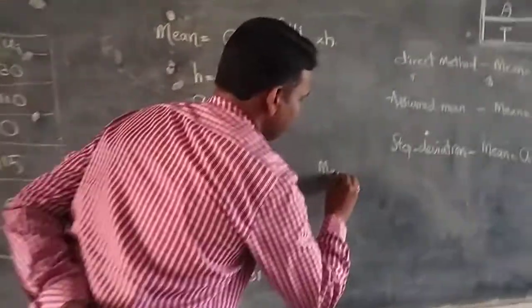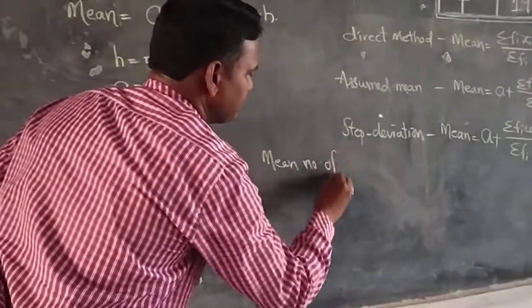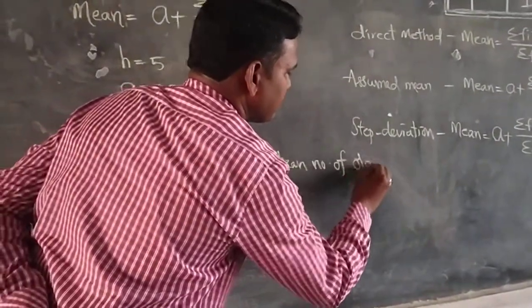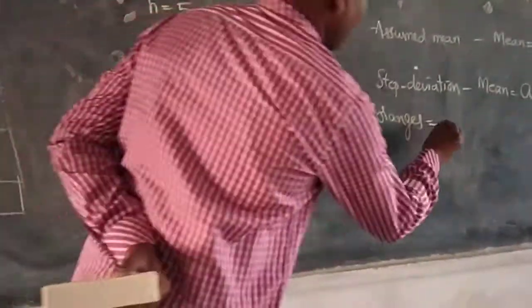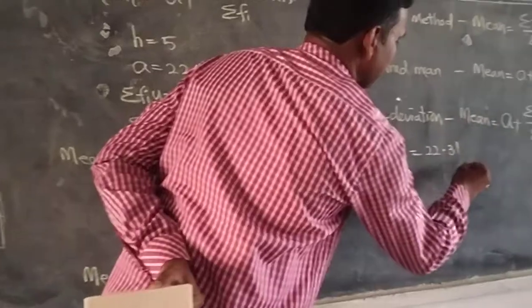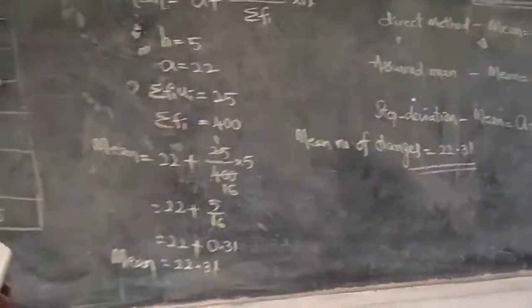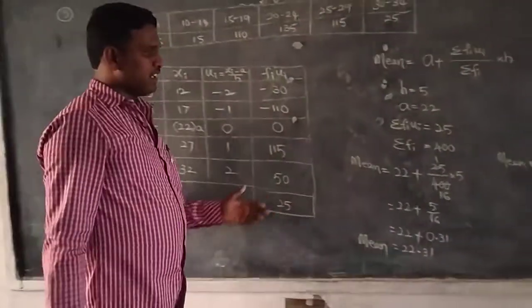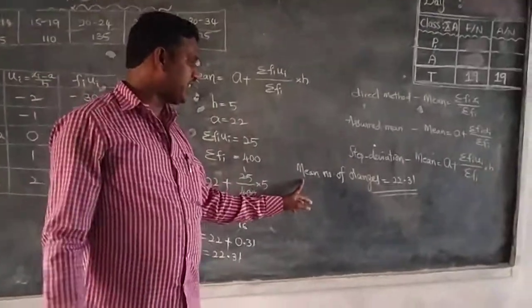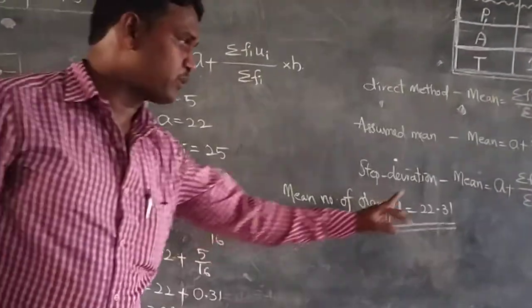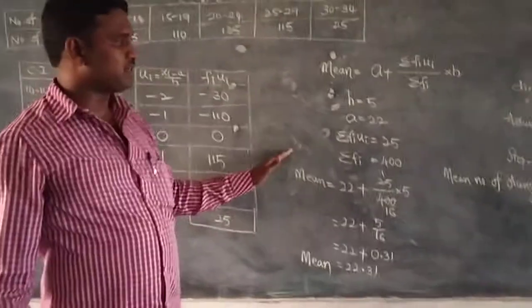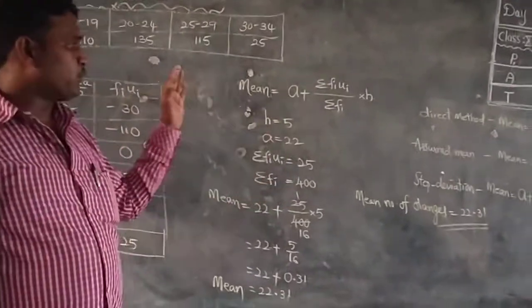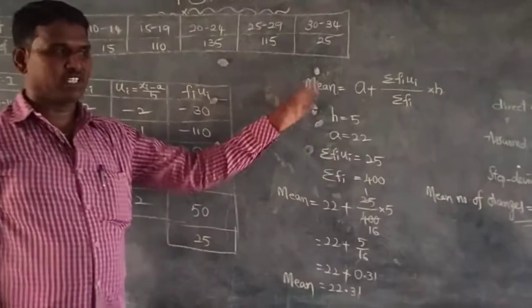Mean number of oranges is equal to 22.31 in each basket. There are 400 baskets. In each and every basket, how many oranges are there on average? 22.31. And from today's class, we have learned how to find the mean using the step deviation method.